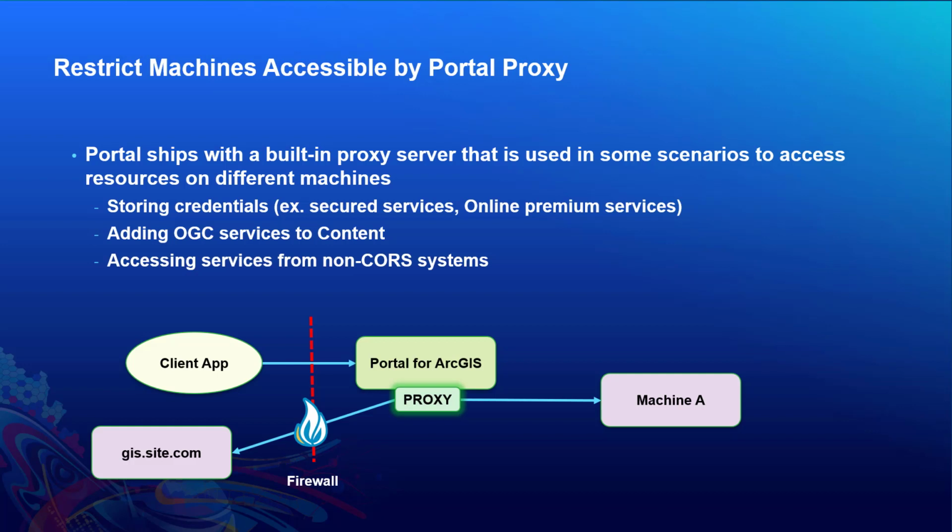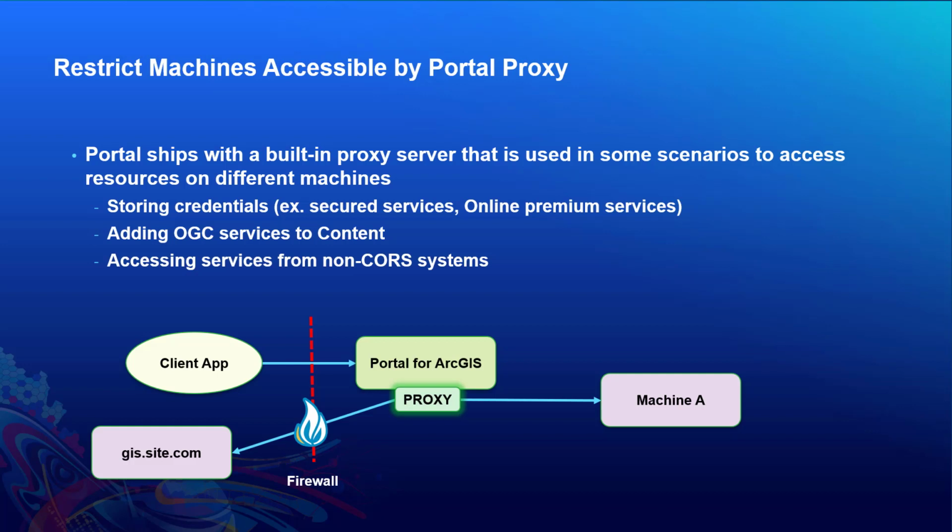It's used sometimes for adding OGC services to your content and accessing services from systems that do not have CORS enabled. By default, that proxy is open because we cannot proactively know from where you're going to be consuming these resources. What a proxy does essentially is act as a forwarder for requests. A request is sent to a proxy, and the proxy then makes the request to another machine. So it looks like the proxy is the one that's making the request.